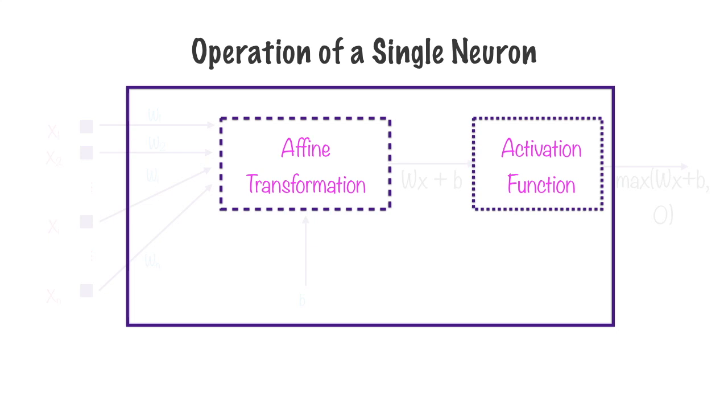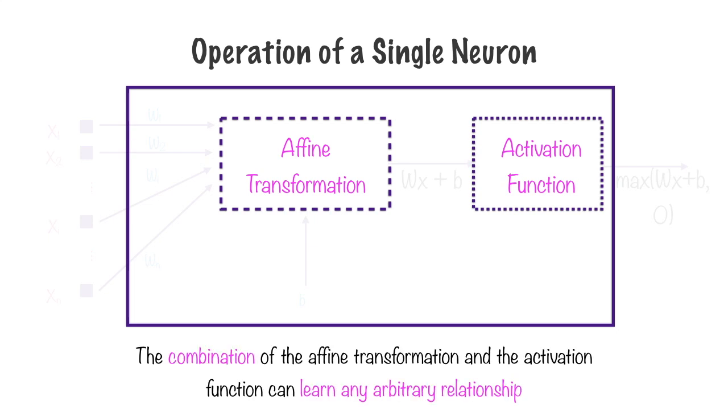Now, it should be pretty obvious that a neural network made up of these neurons can't perform all the magical stuff that it's supposed to unless it can understand more complex relationships. And that is where the activation function comes in. The combination of this affine transformation and activation function allows the neuron to learn any arbitrary relationship between the input and the outputs.